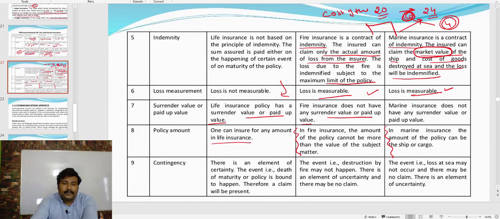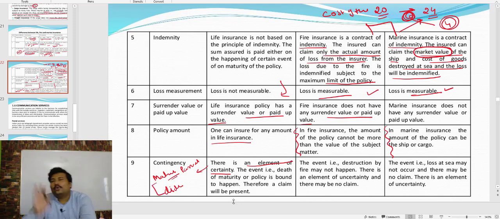ठीक है. Contingency, this is an element of certainty. Why? देखो दोनों में से कोई चीज तो सर्टेन है ही. या तो your policy will mature on a particular date, or you will die. दोनों में से कोई एक चीज तो होनी है. या तो आपकी डेथ हो जाएगी या आप जिंदा रहोगे और वो पर्टिकुलर टाइम पूरा कर लोगे मैच्योरिटी का. तो इन बोथ केसेस you will get the amount. But in fire insurance and marine insurance, it is not certain. It can happen, it cannot happen.